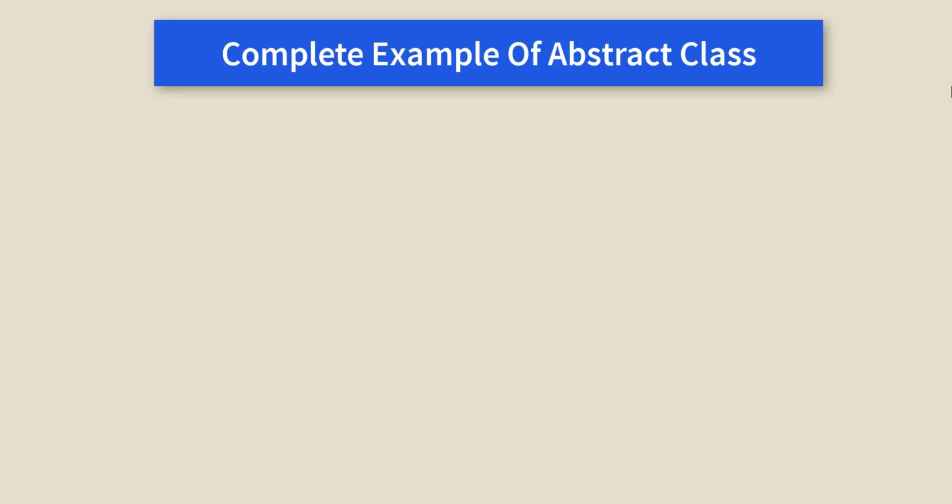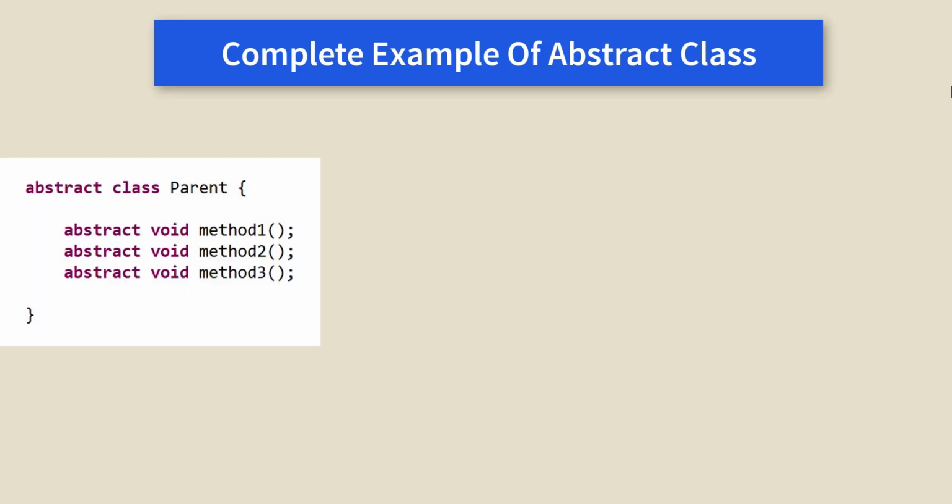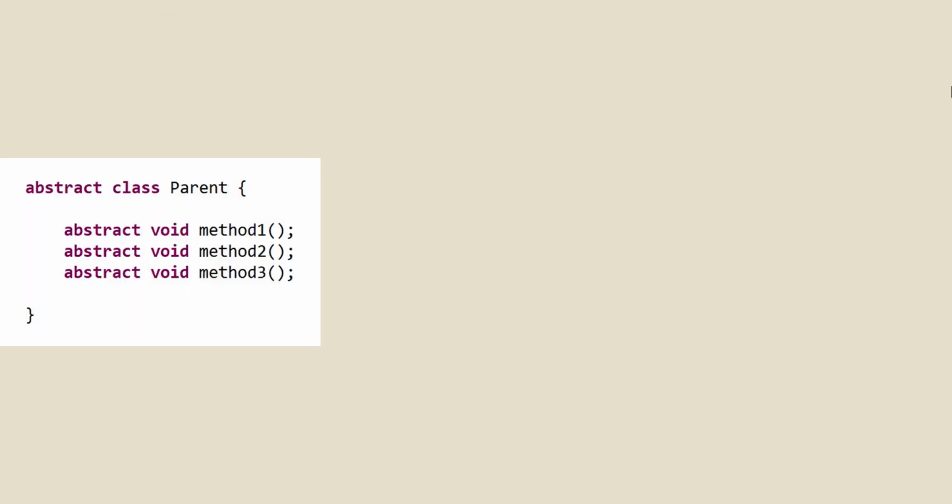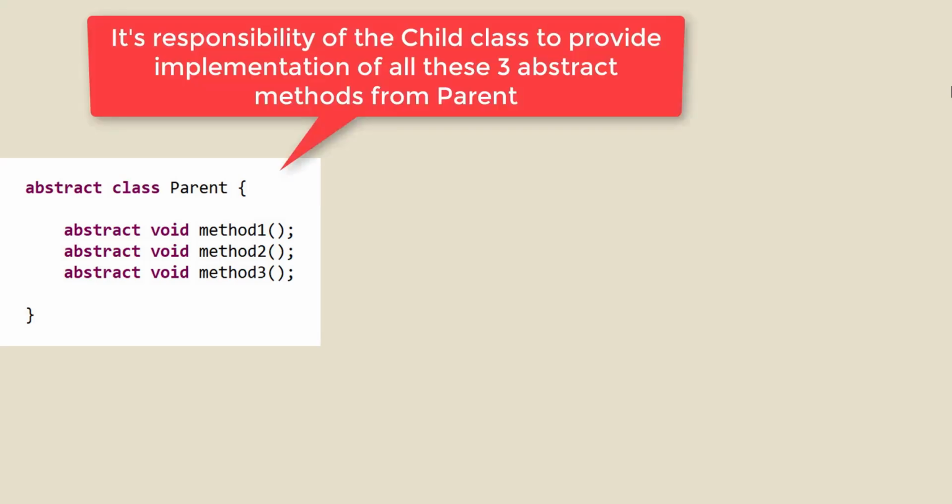Now let's see a complete example of the abstract class. Let's say I created an abstract class parent. This parent class contains three abstract methods: method 1, method 2 and method 3. All these three methods are abstract, which means they will not have any body. Now who is going to implement these three methods? The subclass of this parent class has the responsibility to implement all these three methods.